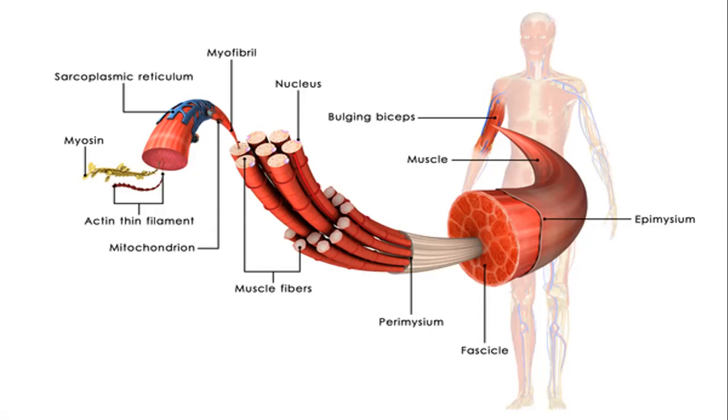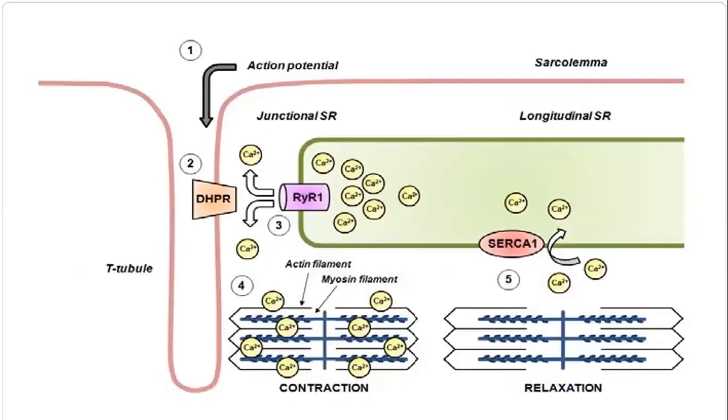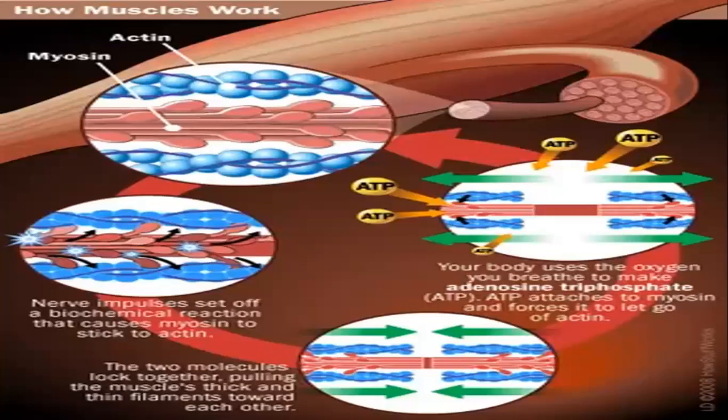So this is associated with abnormality of the SERCA pump, while malignant hyperthermia, we have seen, is associated with abnormality of the ryanodine receptor channel. You can see the ryanodine receptor channel.